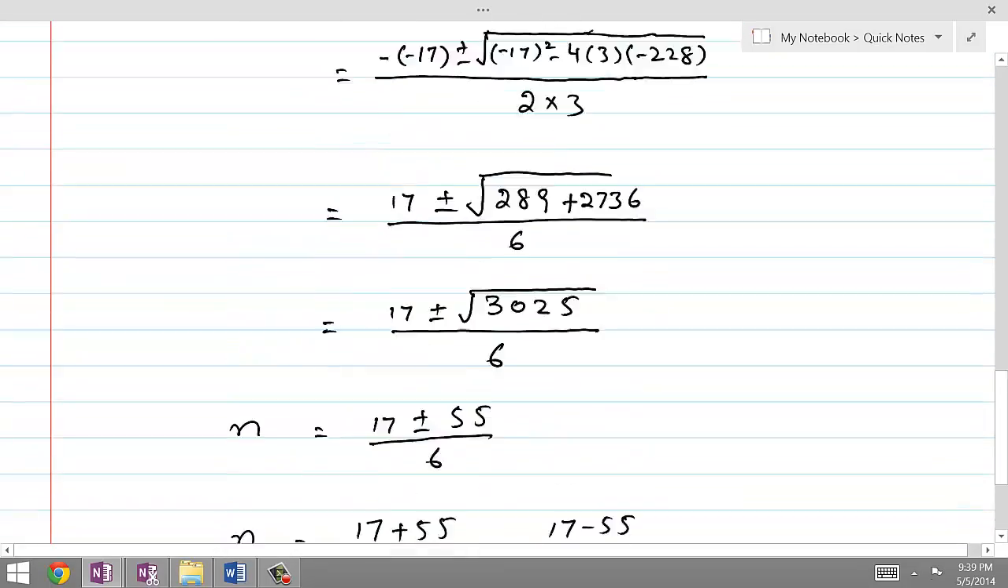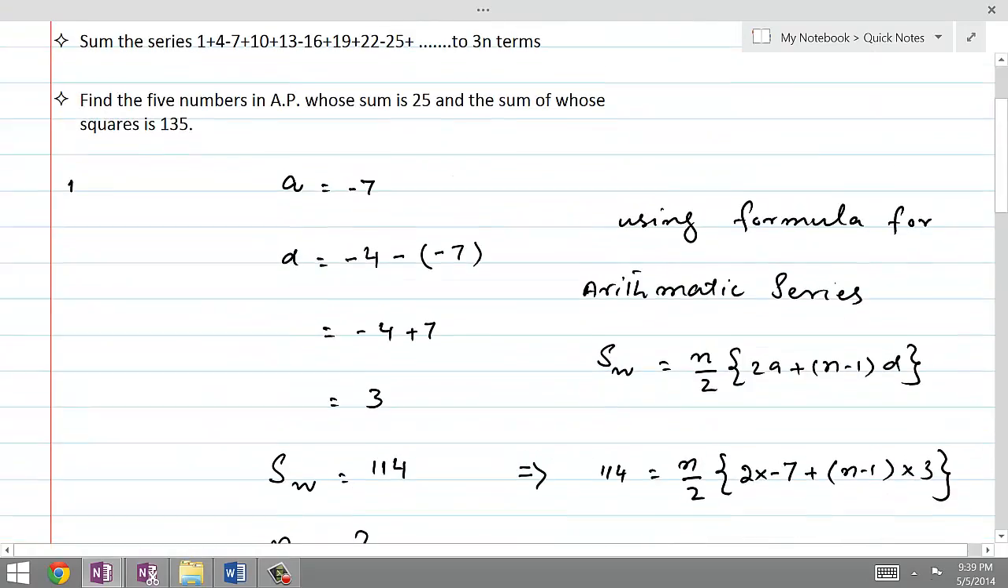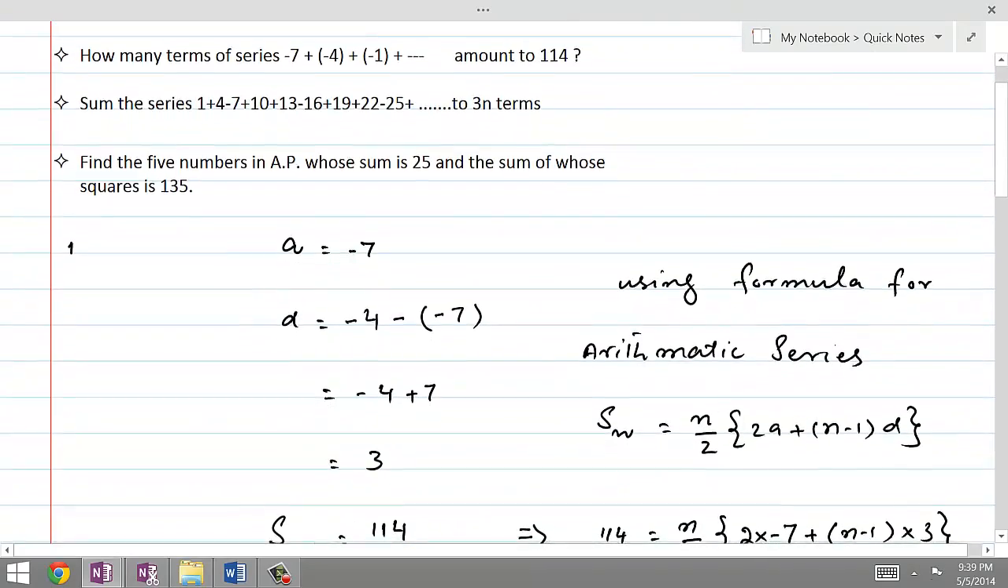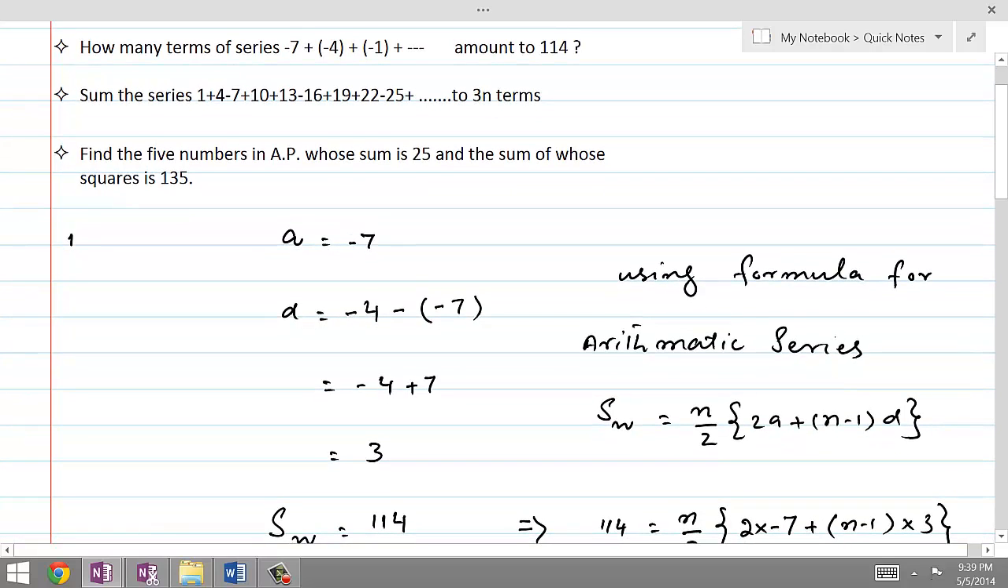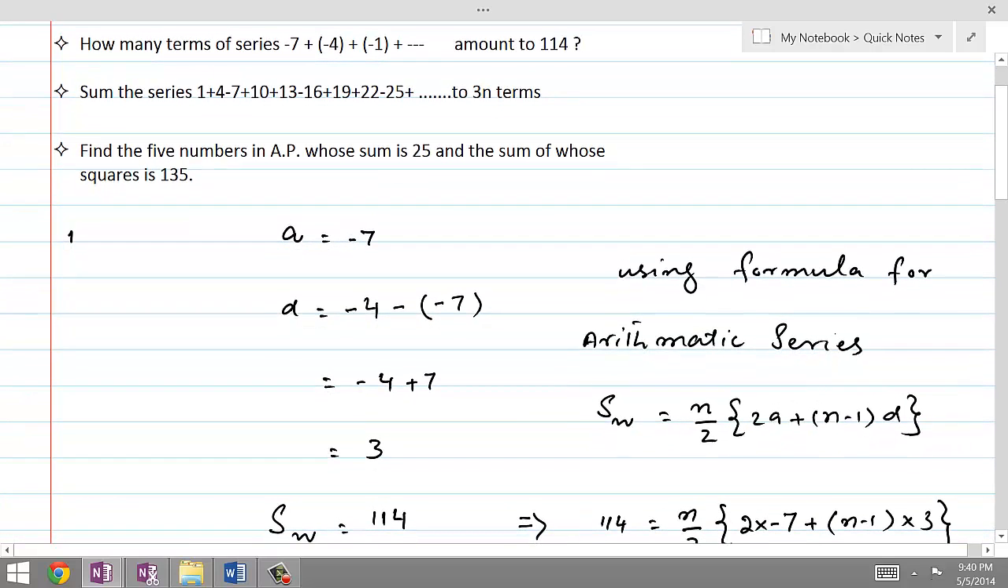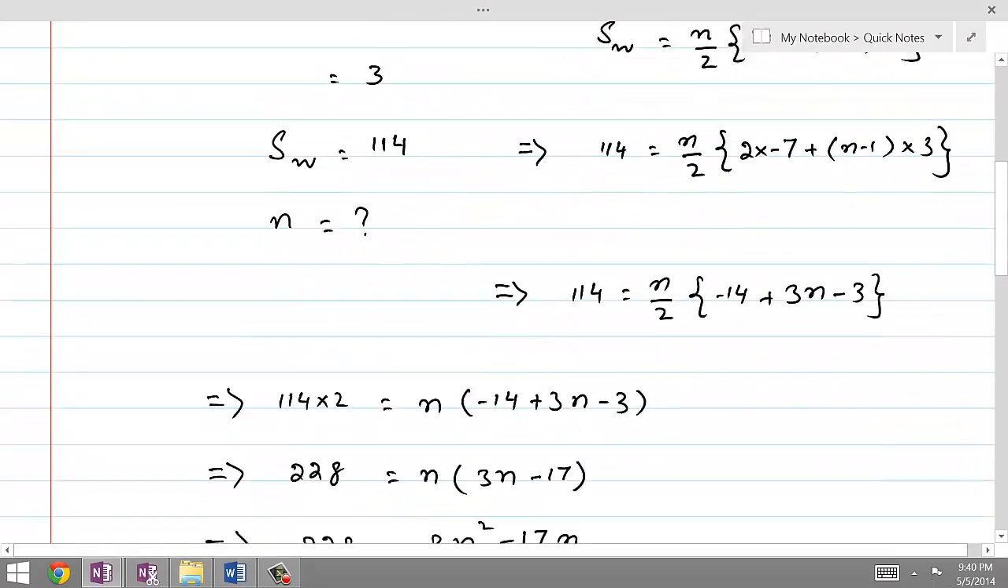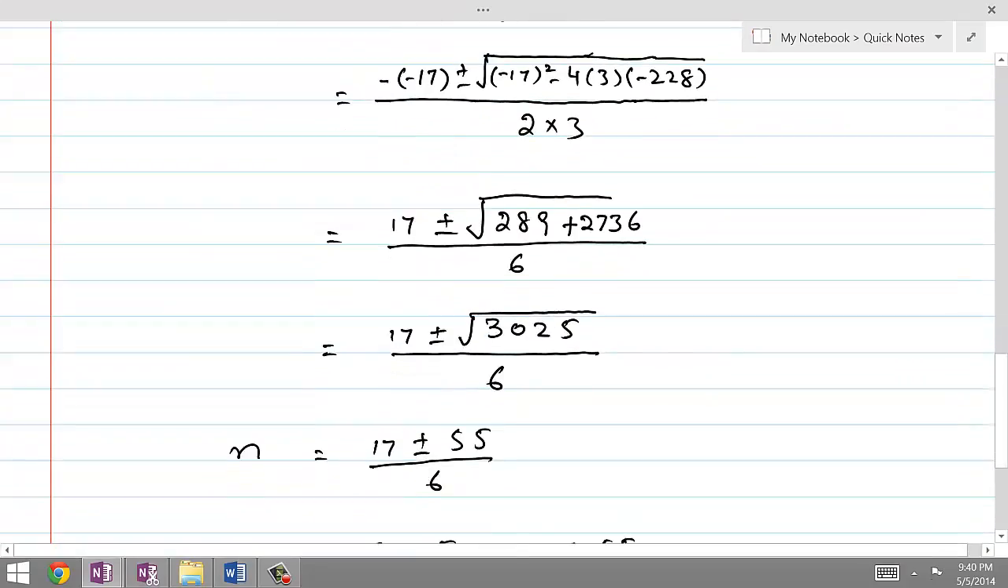Now, question number 2. For question number 2, we have to sum the series 1 plus 4 minus 7 plus 10 plus 13 minus 16. So let's write down the series here.